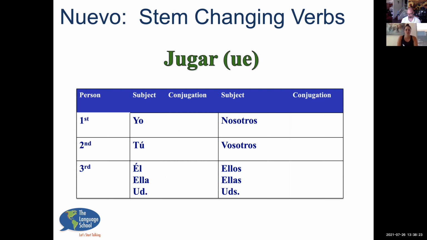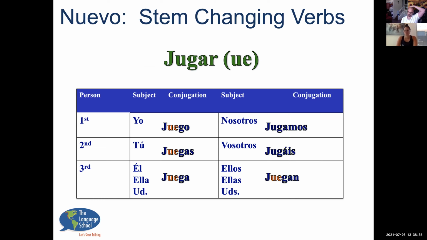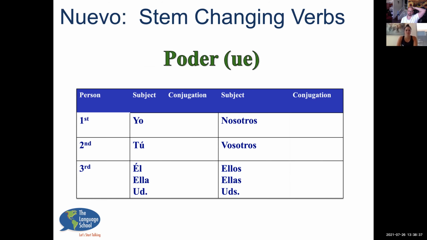Jugar, yo juego, tú juegas. Él, ella, usted juega. Nosotros jugamos. Ellos, ellas, ustedes juegan. Muy bien. Poder. Yo puedo, tú puedes. Él, ella, usted puede. Nosotros podemos. These don't turn to eyes, they just keep the same. Okay. Ellos, ellas, ustedes pueden.